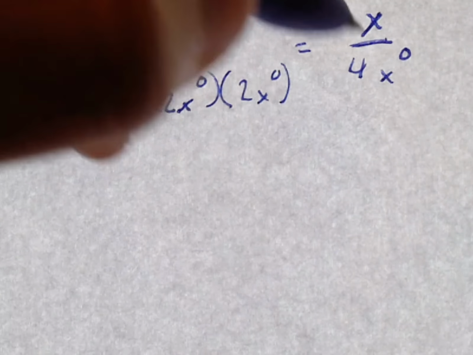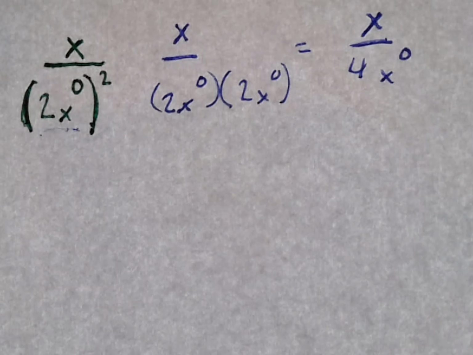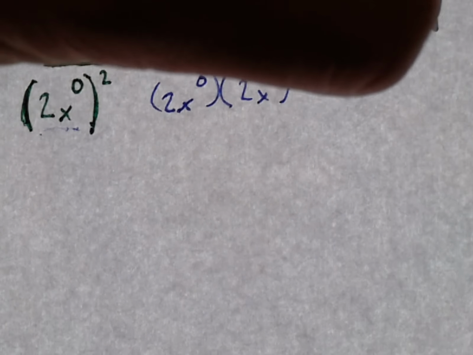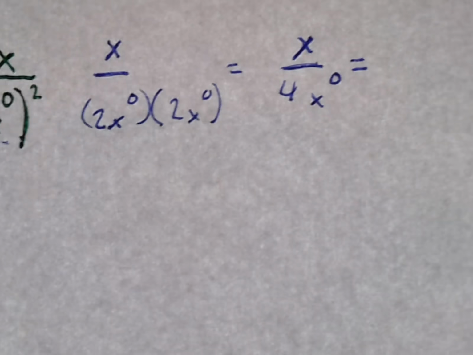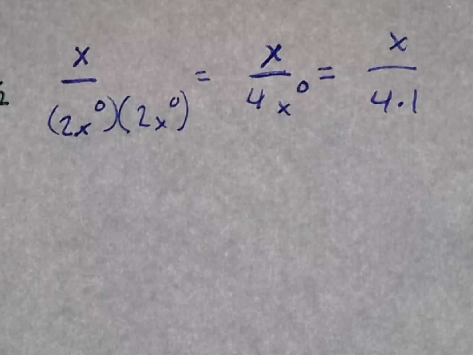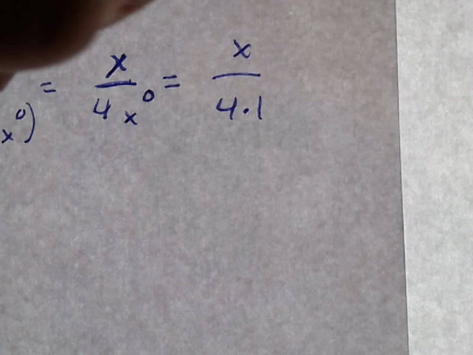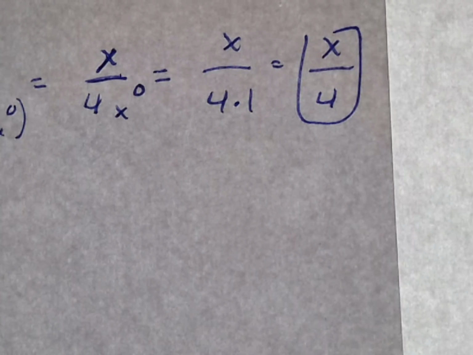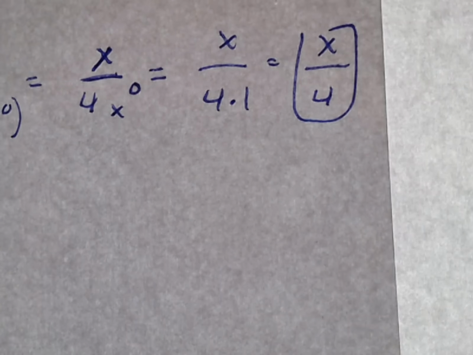And I know anything to the 0th power is actually just 1. We've seen that before, so I can rewrite this here as x over 4 times 1, which ends up just becoming, and this will be our final answer, x divided by 4. That is our answer for this question.